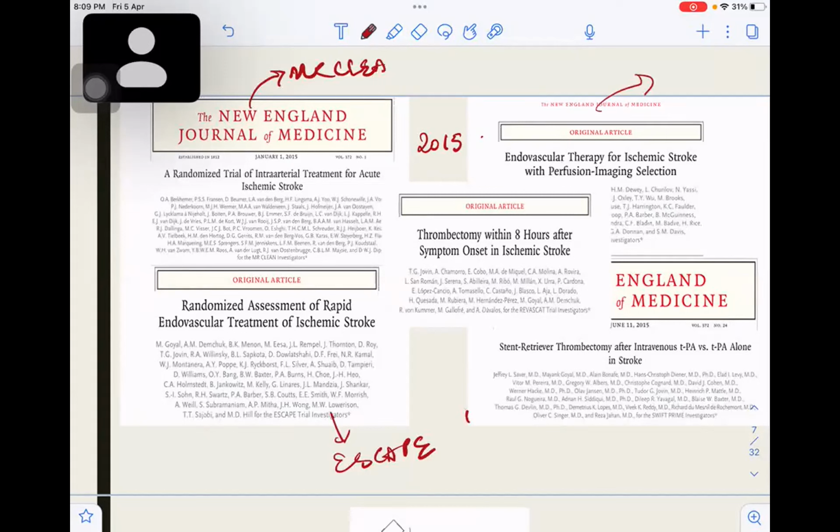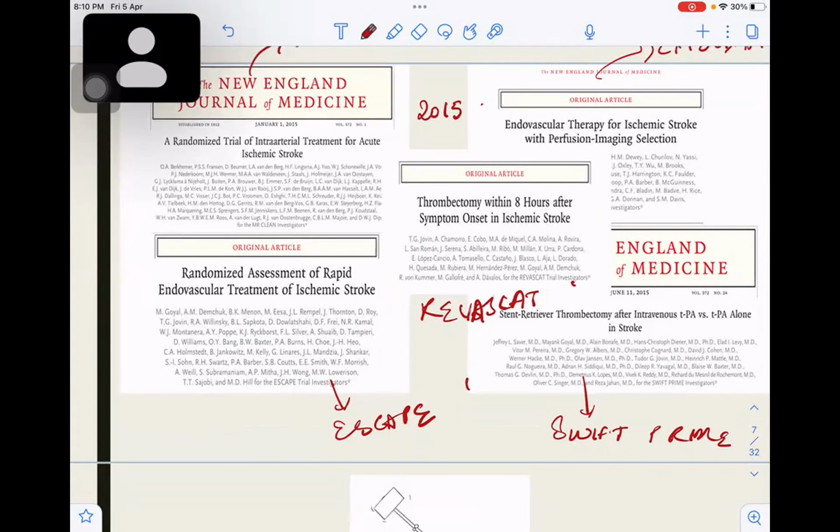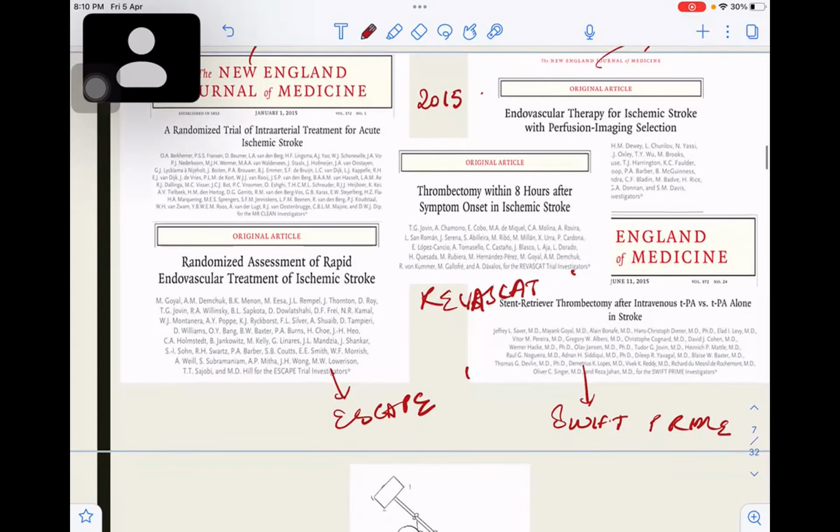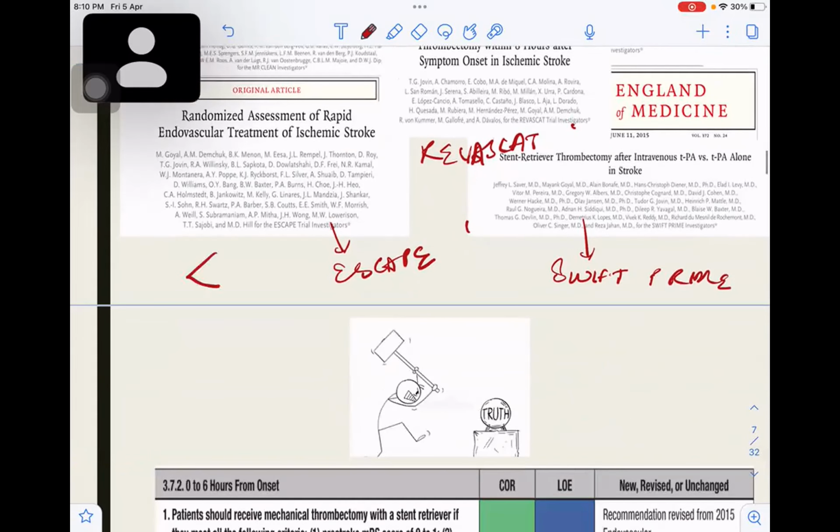There is the EXTEND-IA trial, the SWIFT PRIME trial, and the ESCAPE trial. All these trials compared alteplase with endovascular intervention, that is mechanical thrombectomy, and all of them showed that mechanical thrombectomy benefits all patients with stroke who have large vessel occlusions and are presenting within less than 6 hours.